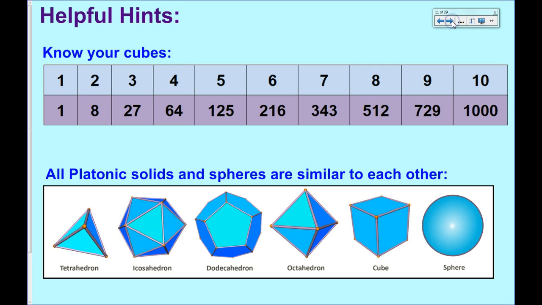The second helpful hint that I have is that if you have any platonic solid or a sphere, or two of any of those, they are similar to each other. With the platonic solids, all the faces are regular polygons and all regular polygons are similar, so it would make sense that all solids made of the same type of regular polygon are similar to each other. And it should be pretty obvious that all spheres are similar to all spheres. So you can feel free to use those facts as they come up.